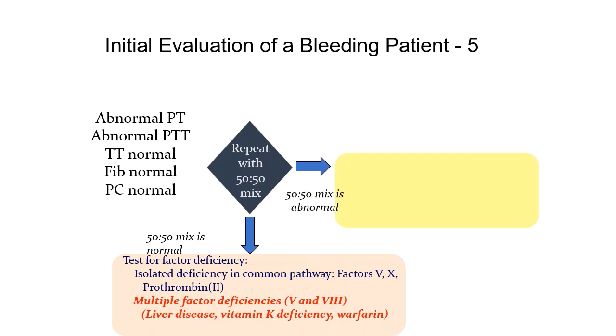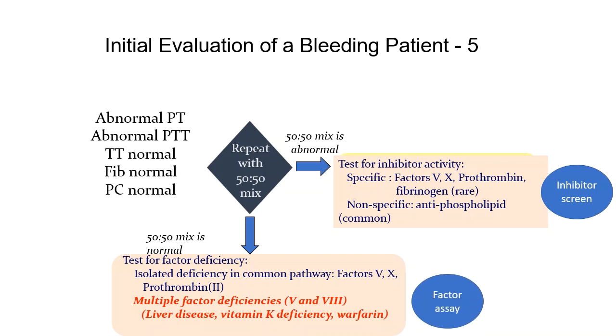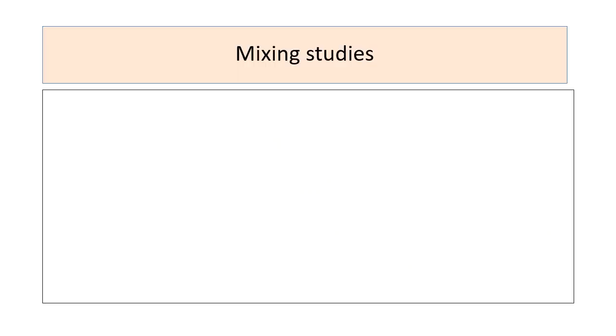If the 50-50 mix is abnormal, then we have to test for inhibitors to specific factors of the common pathway like factor 5, 10, prothrombin, or non-specific inhibitors like APLA. Again, inhibitor screen if you are thinking of inhibitor activity, and factor assay if you are thinking of factor deficiency. So what is this mixing study?